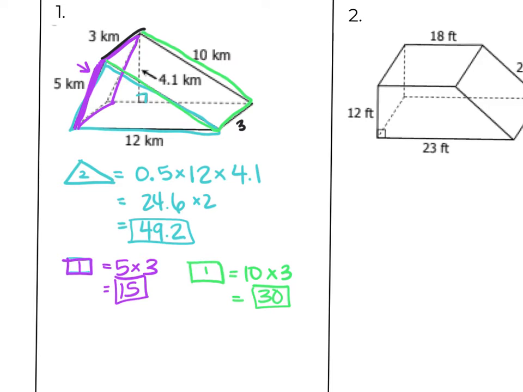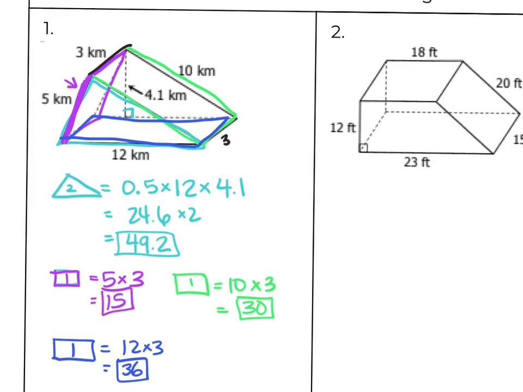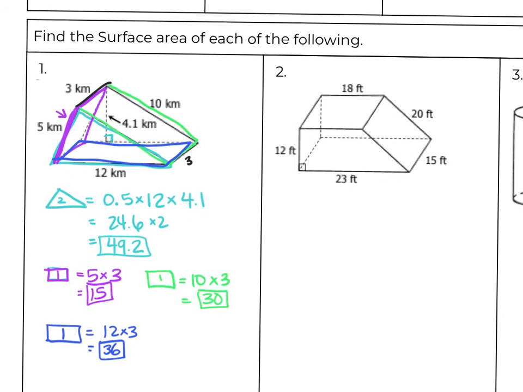Okay, and then, am I done yet? No, and one way to keep track is I've done 2, 3, 4 faces. I know I need 5. I always double check those and make sure I've included them. So I need one more, and it's this one on the bottom here. What measurements am I going to multiply for that? 12 and 3, which would give me 36. Okay, and then last step.